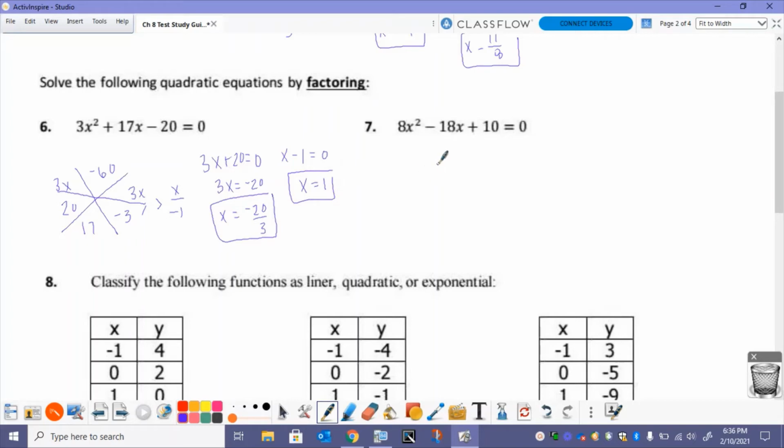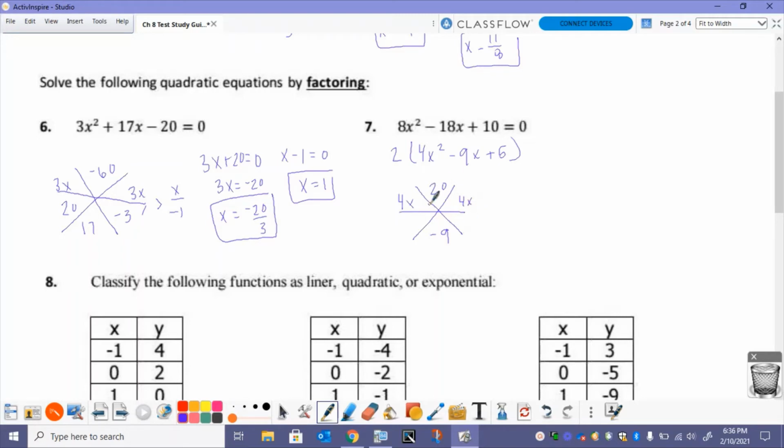All right, between 8, 18, and 10, we do have a common factor, a greatest common factor, and it's 2. So 2 times 4x squared minus 9x plus 5. Right, now we're going to factor out this trinomial. All right, so a times c, 4 times 5, goes at the top, that's 20. B goes at the bottom, negative 9. And then we put ax at the top, so 4x on each side.